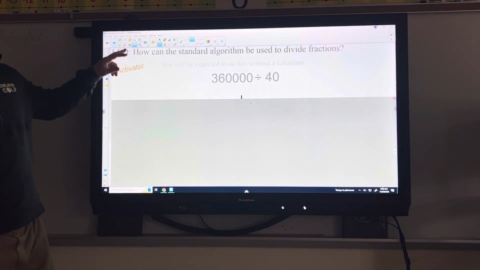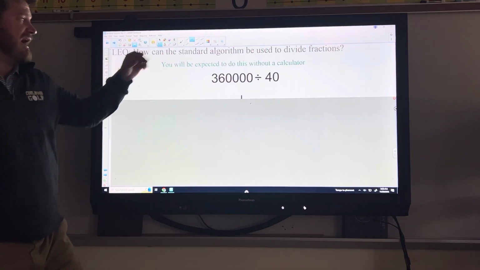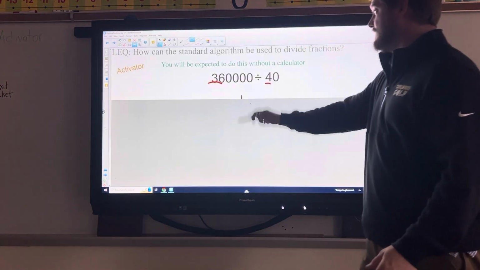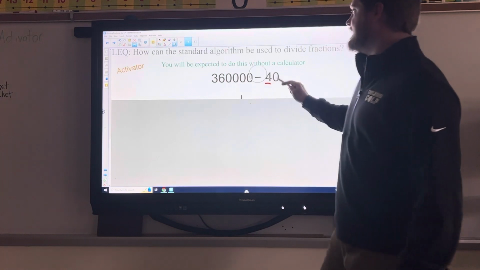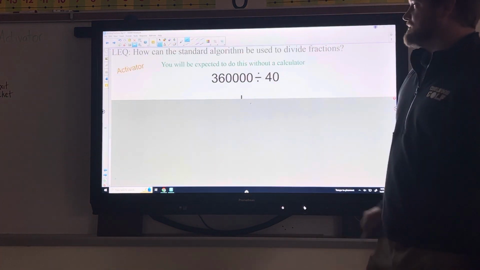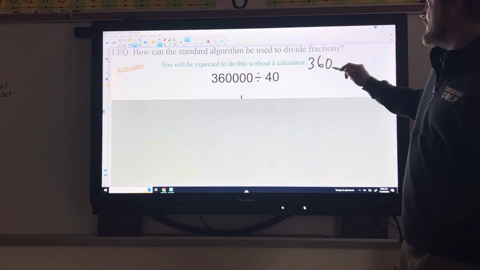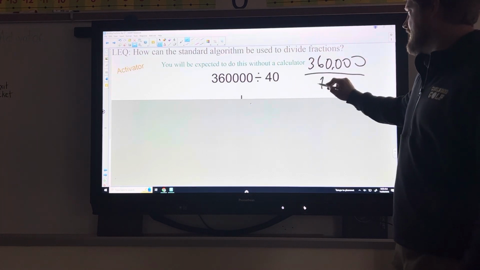All right, activator, mental maths. Before I show you these, let's do this one together. In the past, we've been dealing with our base numbers, which would have been like 36 and 4. 36 divided by 4 is 9, and then we just tack on the zeros. Today's a little different because this one also has a 0. So the easiest way to do this is to stack these. We have 360,000, excuse me, divided by 40.